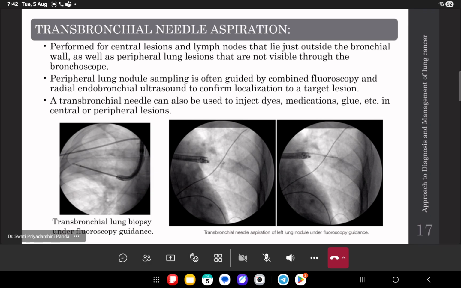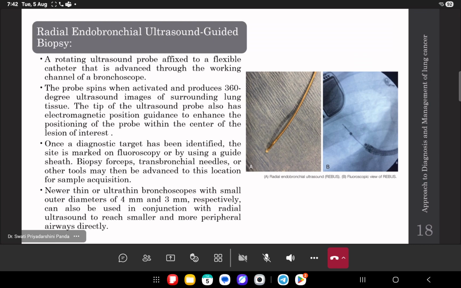First image is the transbronchial lung biopsy under fluoroscopy guidance, and the second and third images are the transbronchial needle aspiration of the left lung nodule under fluoroscopy guidance.